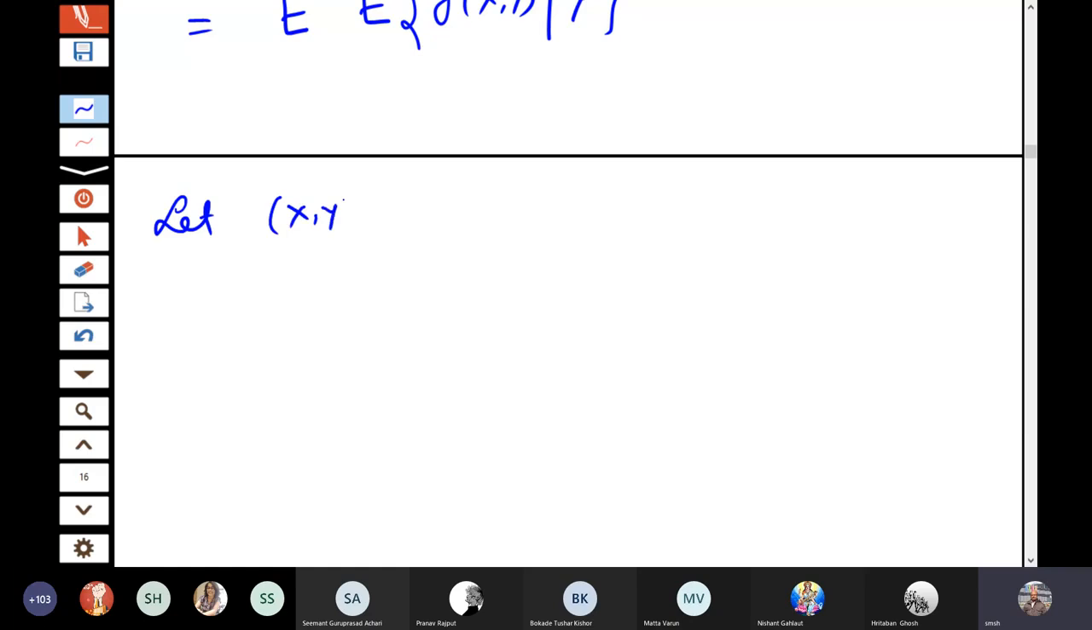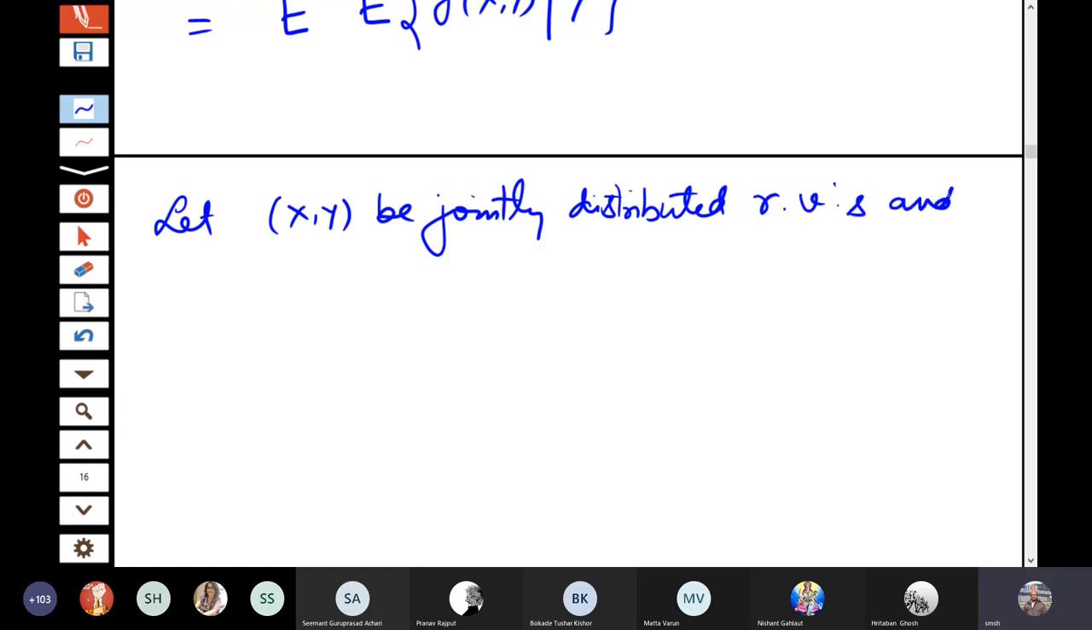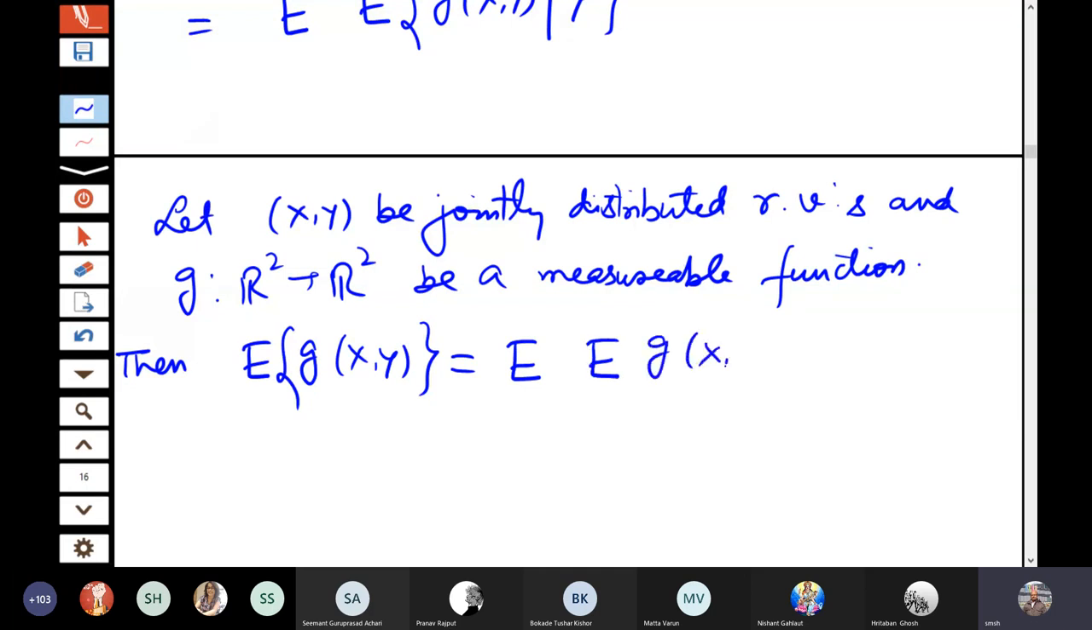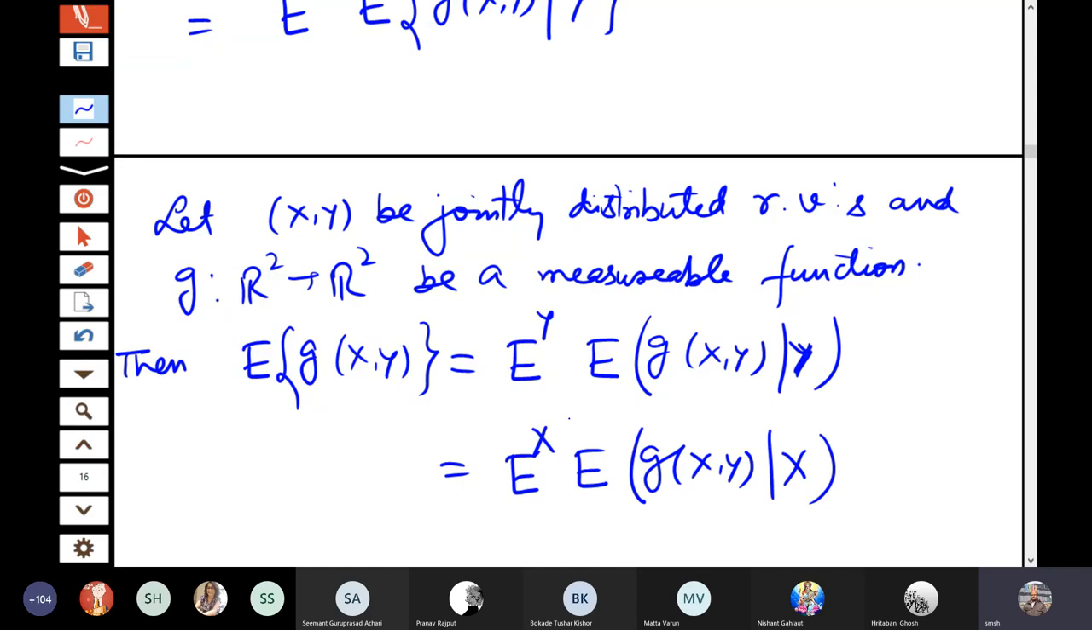Let x, y be jointly distributed random variables, and g be a function from R2 to R. Then the expectation of g(x, y) can be calculated iteratively as the expectation of g(x, y) given y and then with respect to y, or it can be calculated as g(x, y) given x and then with respect to x, provided the expectation exists.